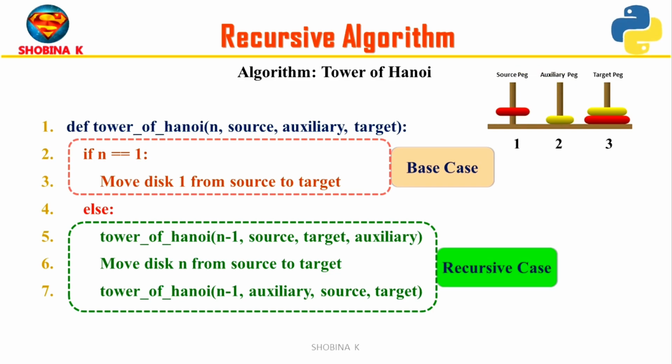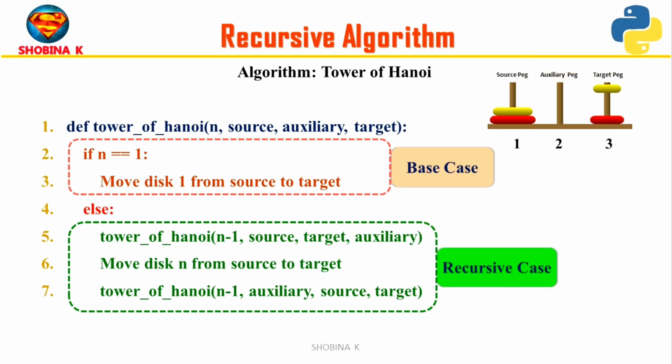If the condition in the base case is false, that is, if there exists more than one disk, the algorithm proceeds to the recursive case. Line 5 is the first recursive call. It moves the top n-1 disks from the source peg to the auxiliary peg, using the target peg as a temporary peg. After the first recursive call, line 6 represents the move of the nth disk, that is the largest disk, from the source peg to target peg.